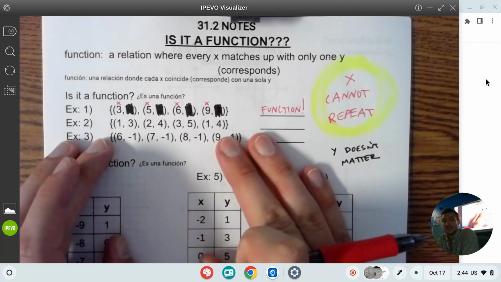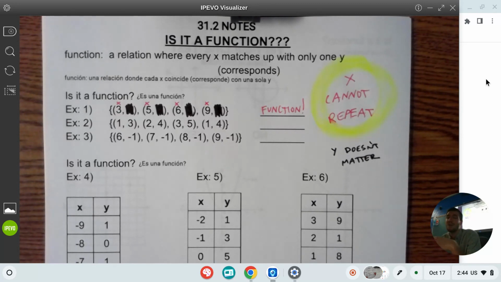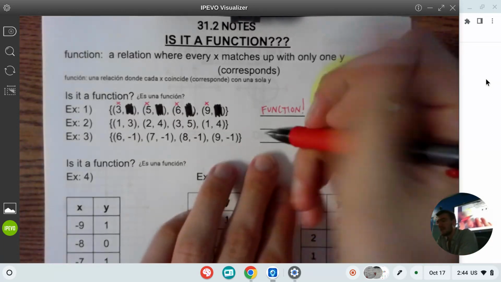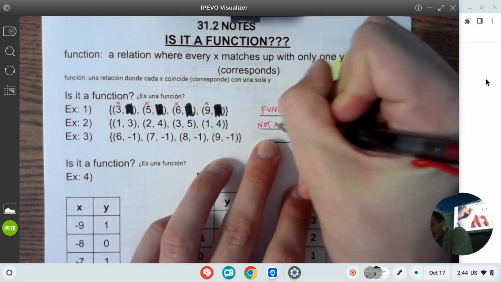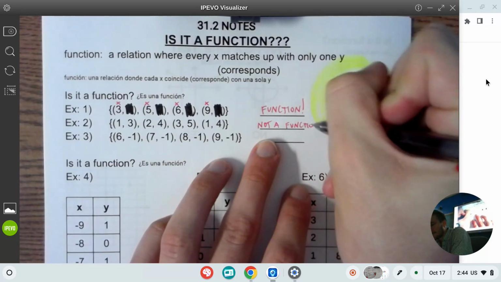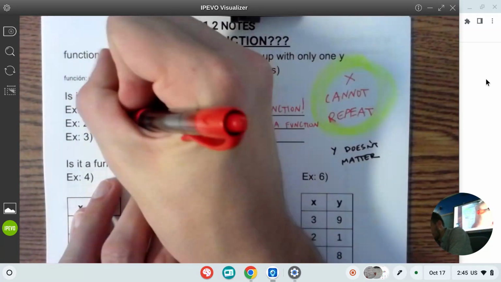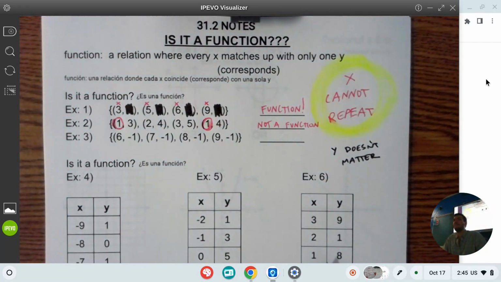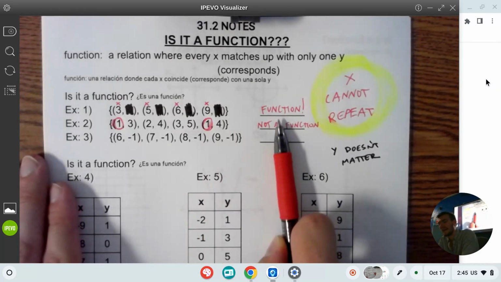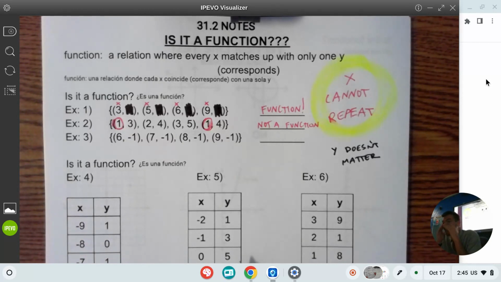So number 2, you can probably already do this one by yourself. What do you think, for example, number 2? Function or not a function? This is not a function, and why is it not a function? X repeats. Yes, which one is it that repeats? 1. The number 1 repeats. Now, this is a point in the notes where I'm going to say, if all you're doing is writing it down and you're not actually thinking about it, right? High school math, you got to use a little bit of your brain. Hopefully you can identify that we have repeats.